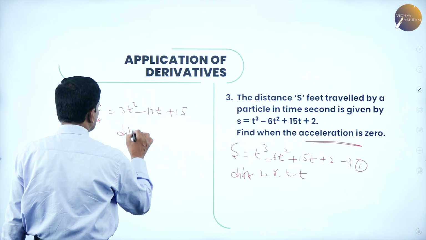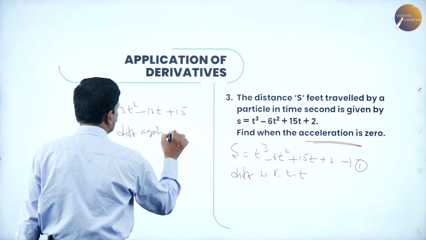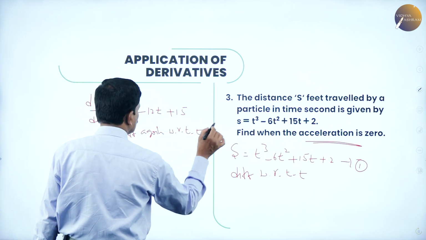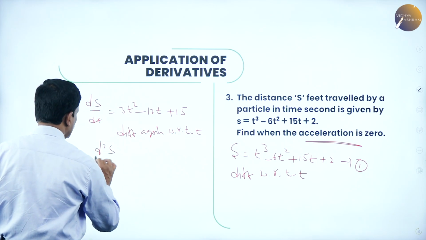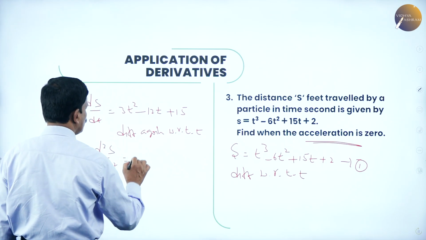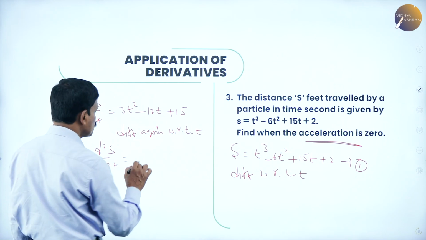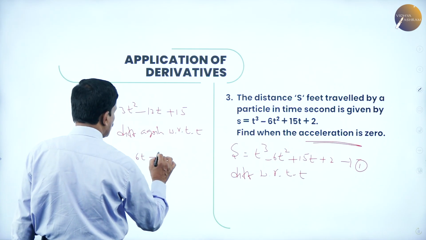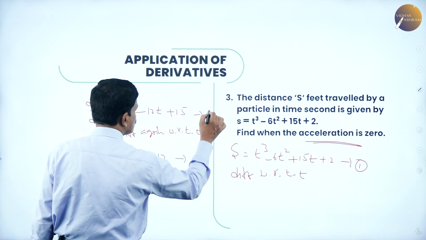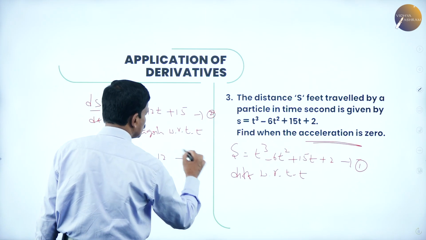Differentiate again. Differentiating again with respect to t, what happens? d square s by dt square, we will get the second derivative. The derivative of 3t square is 6t, minus 12. Let us represent these as equation numbers 2 and 3.